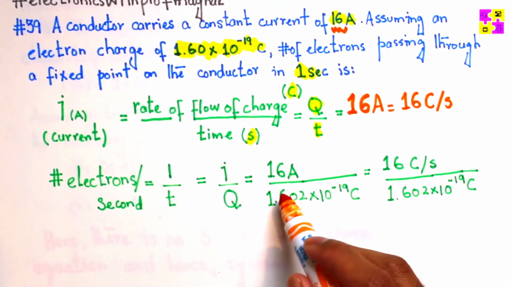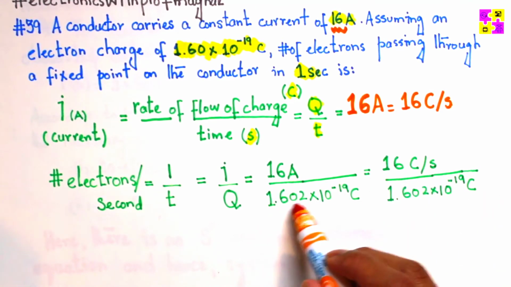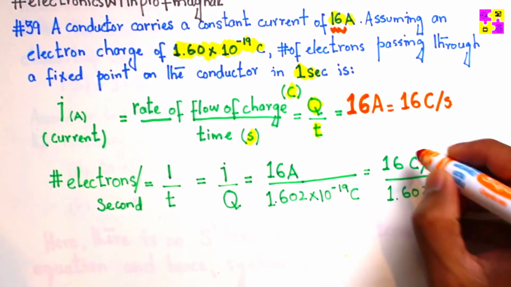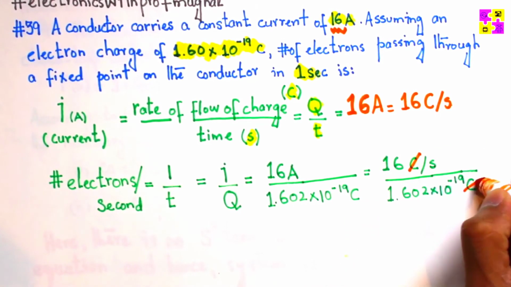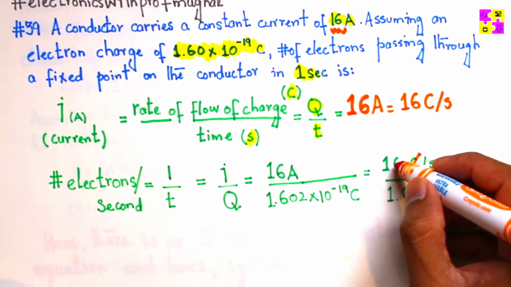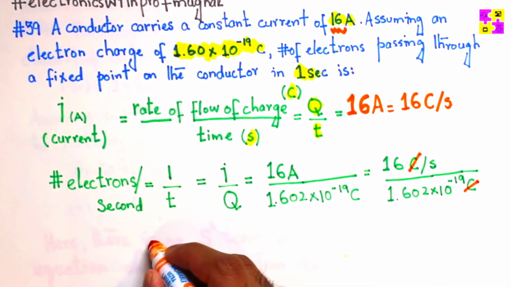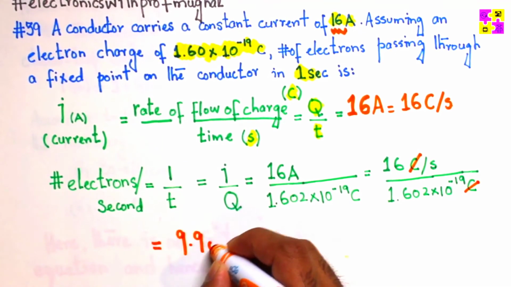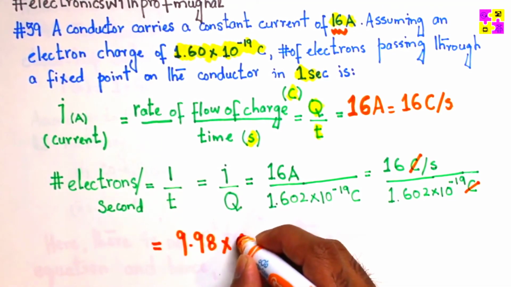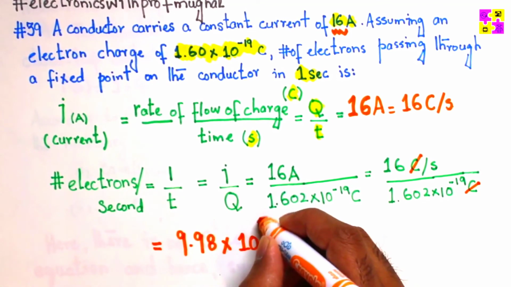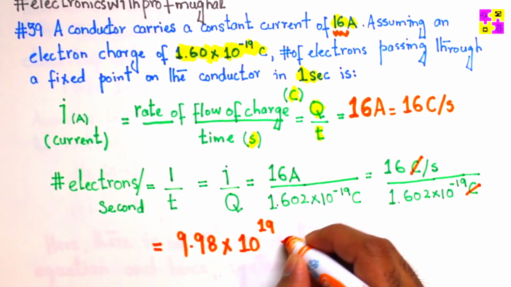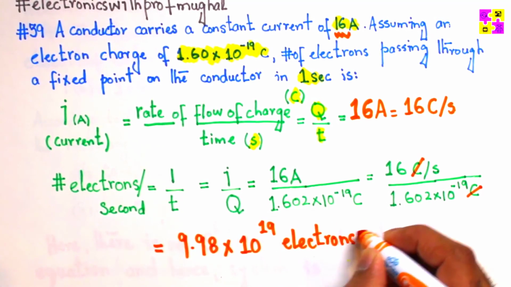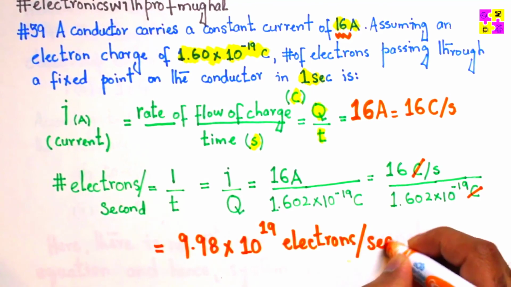One electron carries a charge of 1.602 times 10 to the power negative 19 coulomb. This coulomb and this coulomb will cancel out. If you do the math, 16 divided by the denominator right here, you will get 9.98 times 10 to the power 19 electrons per second moving in a conductor. And that is your answer.